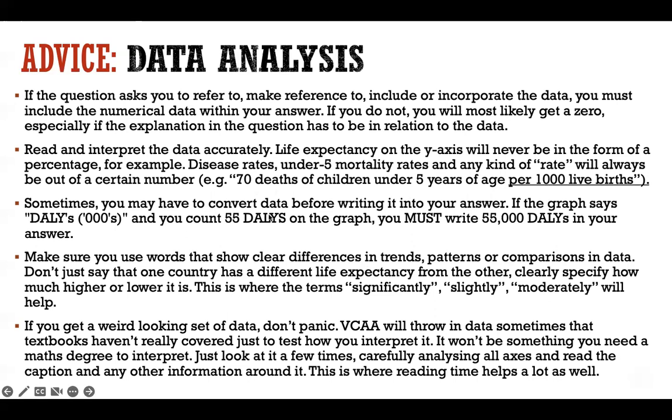Also, sometimes you may have to convert data before you write it in your actual answer. So if the graph on the x-axis or y-axis says something like Delhi's, and in brackets it's apostrophe 000, that means Delhi's in the thousands range. So if it shows 55 Delhi's on the graph, you've got to multiply that by 1,000 before you write in your answer 55,000 Delhi's. If you just write 55 Delhi's, that's wrong. You've, again, incorrectly interpreted the data. So always make an indication. Look at whether there's any brackets given to you there, anything that you need to convert before you write it in your actual answer on the paper.